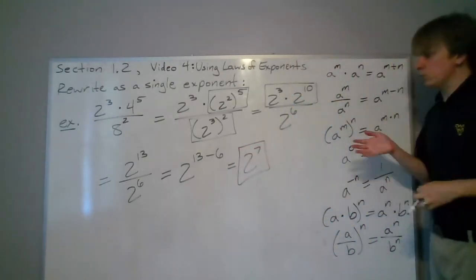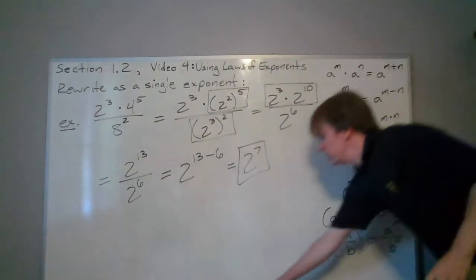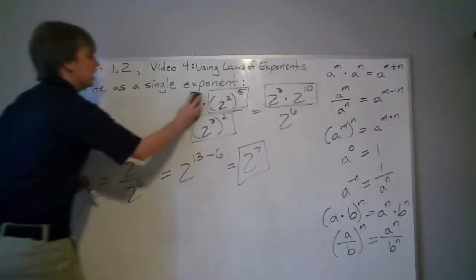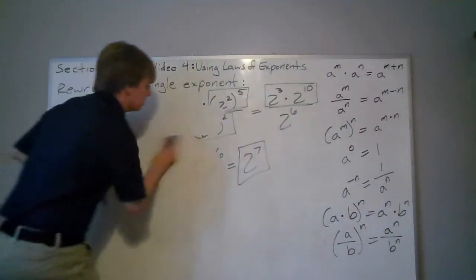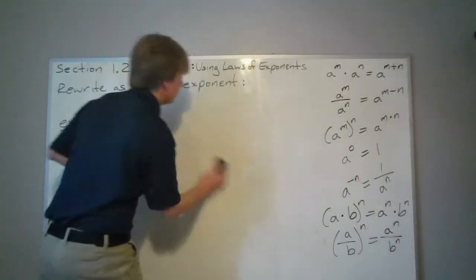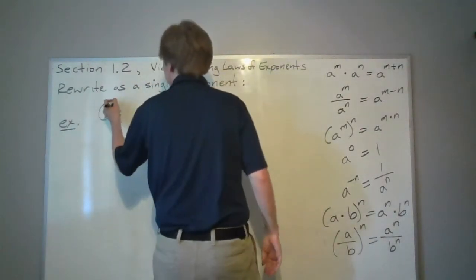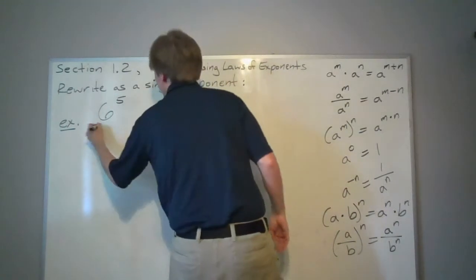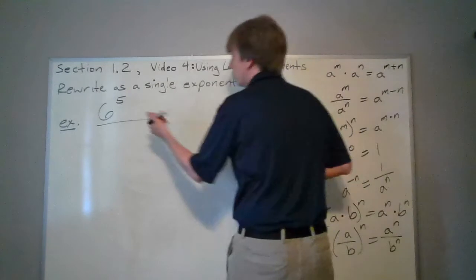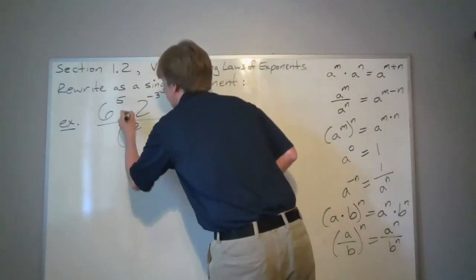Okay, you might want to pause. I'm going to have to erase to give myself some room. And then we'll try another example. Same instructions, trying to rewrite a complicated expression as a single exponent. Okay, the one I would like to try is 6 to the power of 5 times 2 to the minus 3 divided by 6 squared.